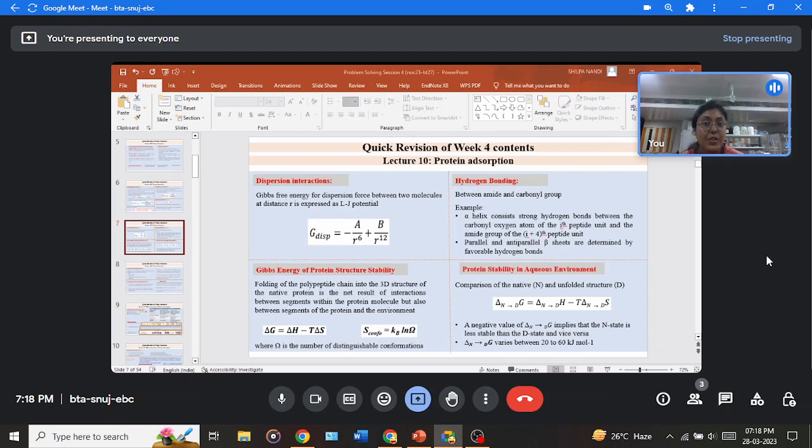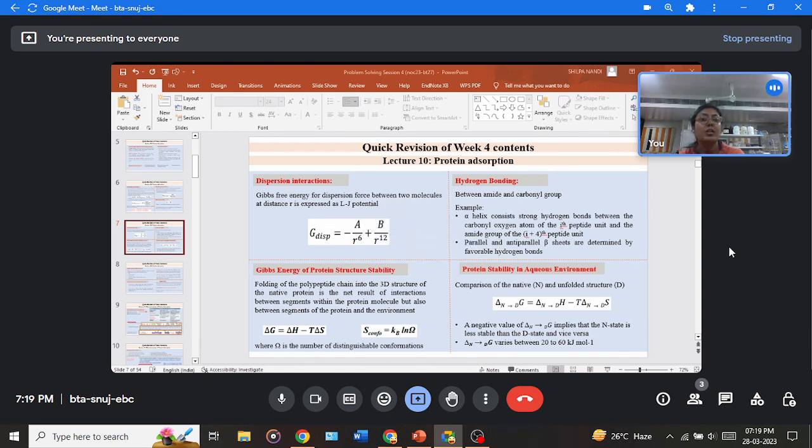Next, there is hydrogen bonding present in proteins. This hydrogen bonding is basically present between an amide and a carbonyl group. Sorry, it should actually be carboxyl group here. So there might be some spelling mistake.